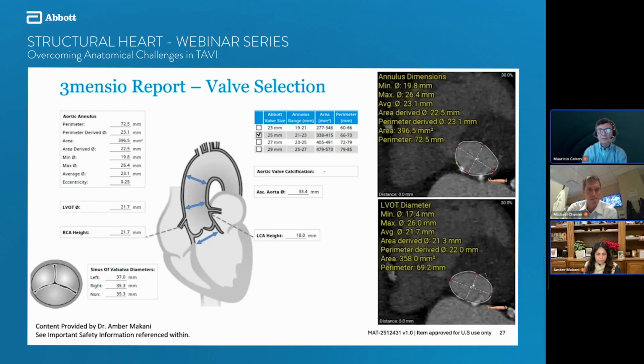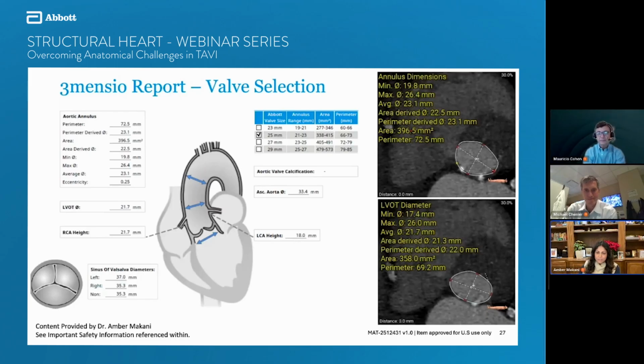Next slide. Amber, before we move on, I have a couple of questions. One from the audience: how much LVOT calcium is prohibitive for TAVR? Any insight for Dr. Das, who asked that question? Yeah, that's a good question.